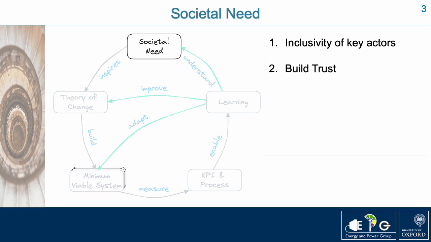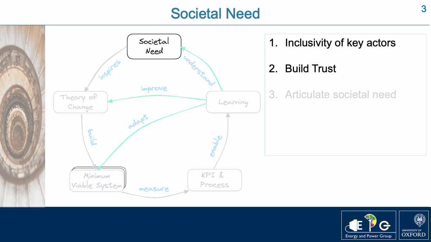Build trust. Establishing a common understanding of the societal need is crucial for building trust and legitimacy among stakeholders. Transparency in communication and a shared vision help create a sense of unity and purpose. Recognize and openly acknowledge that challenges and missteps are inevitable during the development and implementation of the new system. Emphasize the importance of learning from these setbacks to improve the overall process.